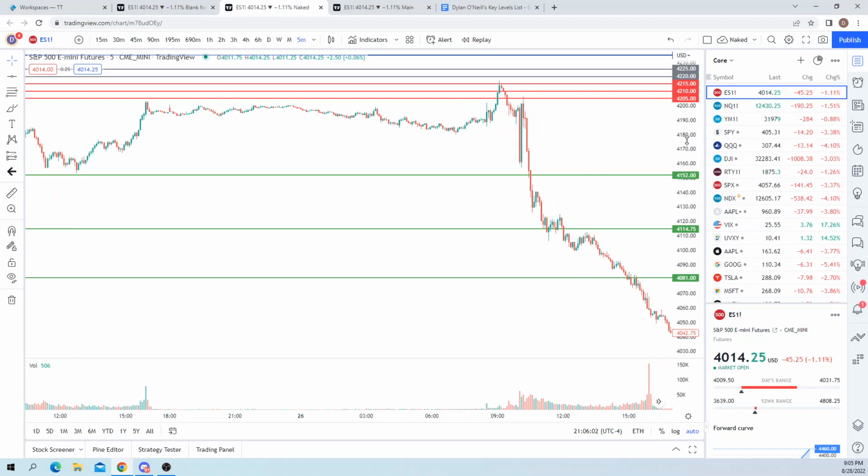Okay, I don't care what's happening. I don't care what Apple or Microsoft are doing. I don't care if ES is ripping. I don't care if NQ is weak. I do not care. I just plan out my price levels of where I want to enter and put the limit orders there. And when it hits, it hits.